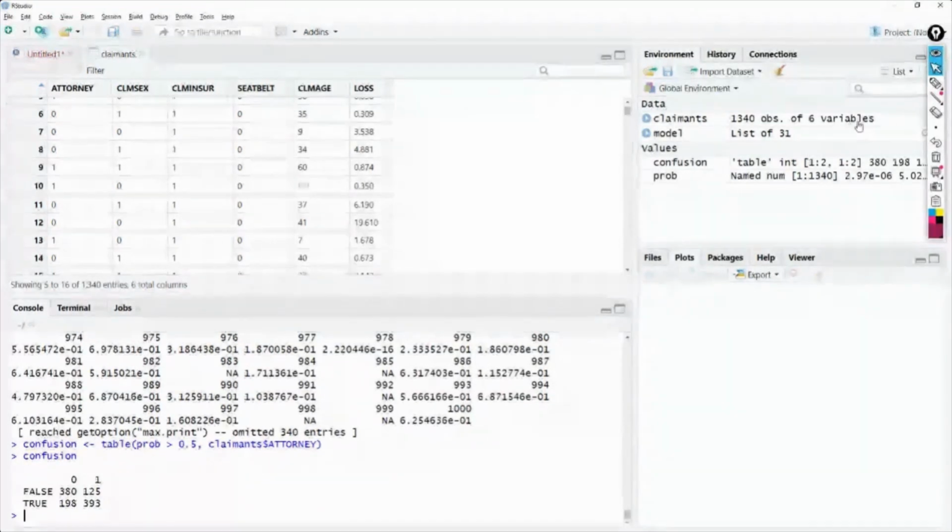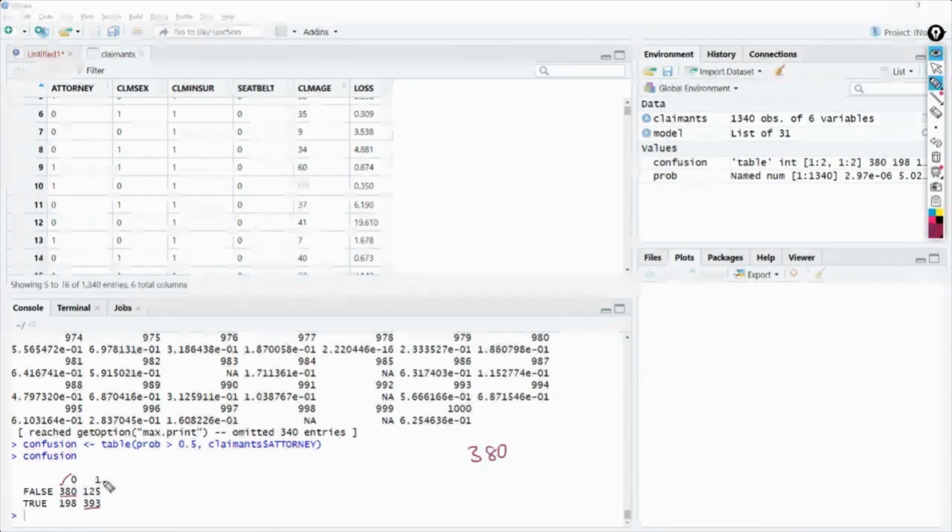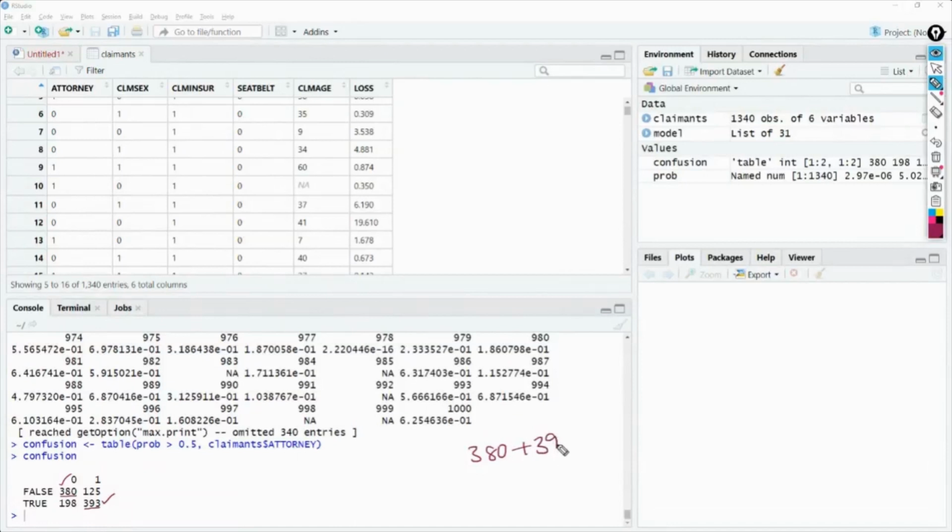You have a confusion matrix. If I run confusion, you have the confusion matrix. Let us understand this. The same thing that we learned. Okay, pay attention, please. In reality, people did not hire attorney, and your model predicted that person did not hire attorney in 380 cases. That's a right prediction. 380 is the right prediction. And in 393 cases, actually person hired attorney, and your model also is telling true, hired attorney. So this is also right prediction.